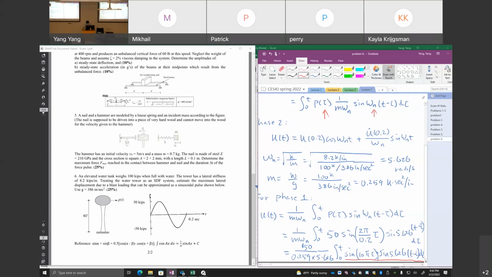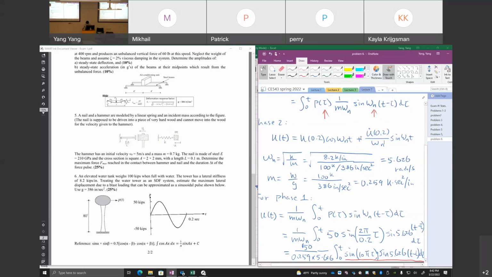I have already posted the solutions in the shared OneNote file. Please refer to the solutions for the remaining steps of this question.